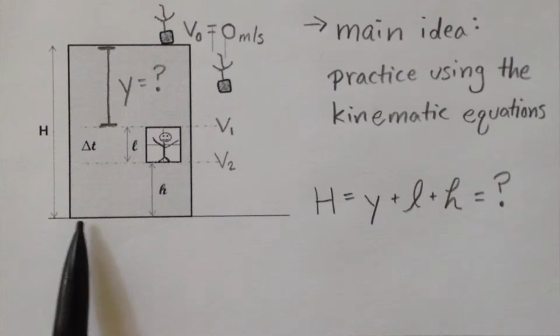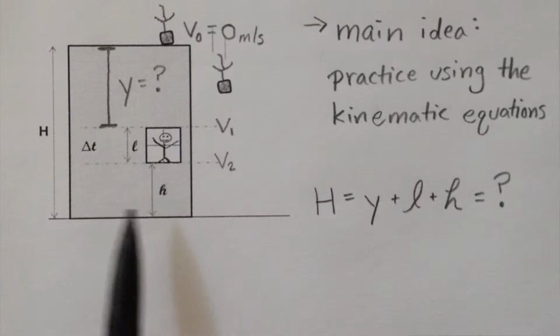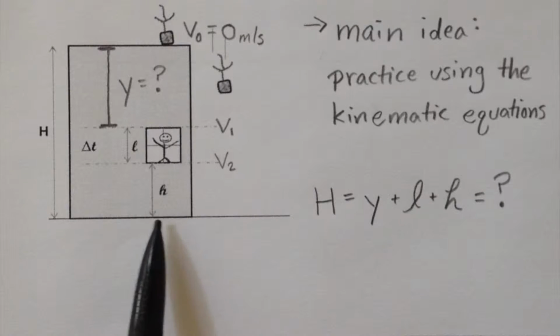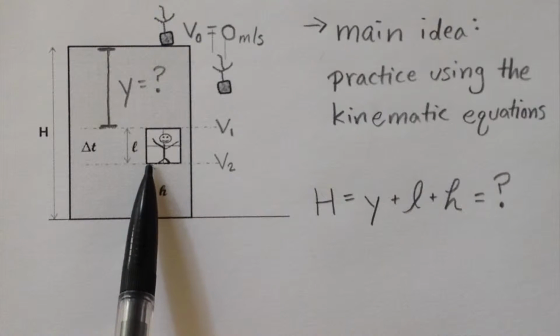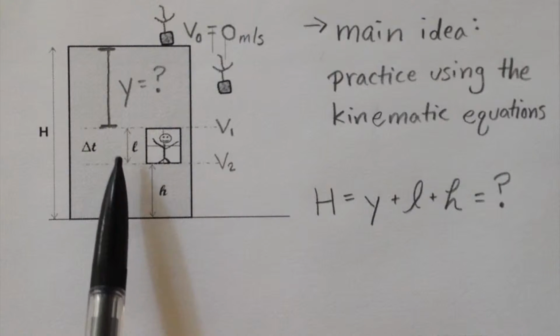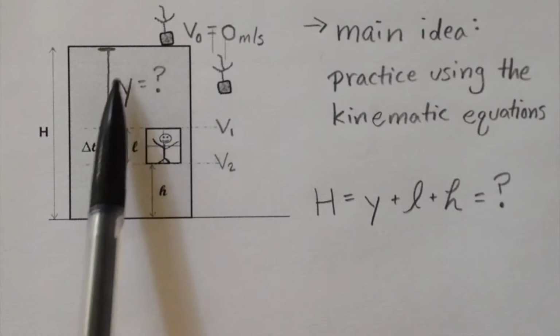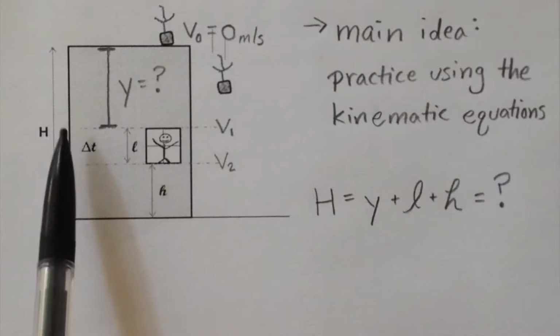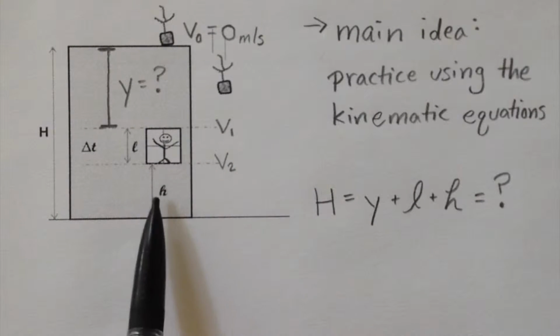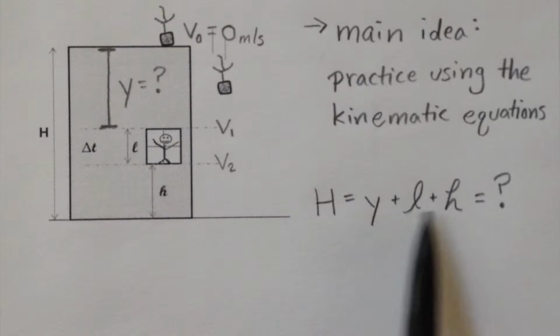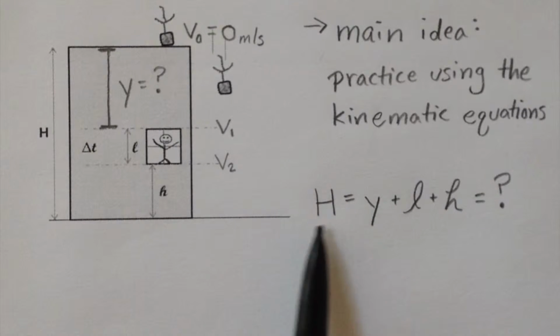In this problem, we're asked to solve for the height of the building. In the problem statement, we're told the distance between the ground and the bottom of the window and the length of the window. So solving for the height of the building really amounts to solving for this distance y between the top of the building and the top of the window, because the sum of these three distances will be equal to the height of the building.